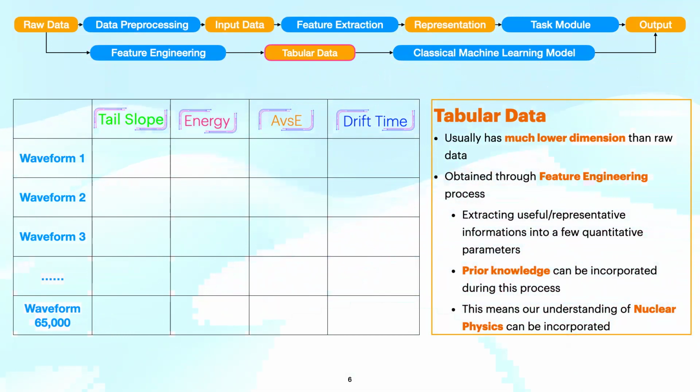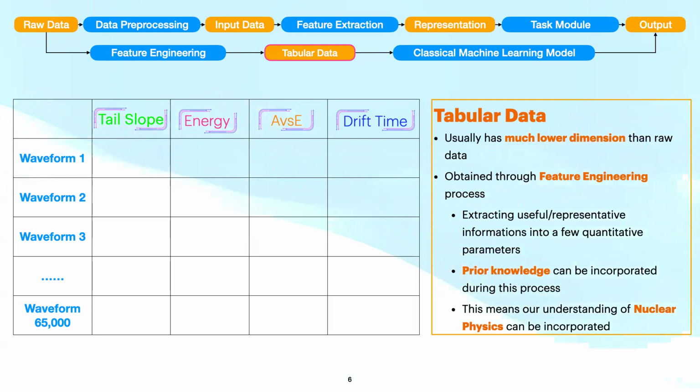It is obtained through this feature engineering process, which is something you should be relatively familiar with if you work on experiments. We do this kind of thing all the time, extracting different features from our raw data. Basically, we want to make sure we extract useful or representative information into just a few quantitative parameters, in this case our tail slope, energy, and so on.